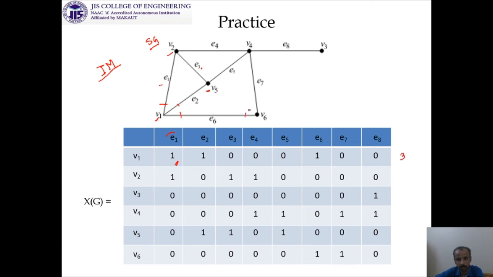The degree of V6 is 2. If you sum it, then you will get 2. And if you sum all the columns segment wise, then you will get 2, 2, 2, because this is the contribution of each and every edge.